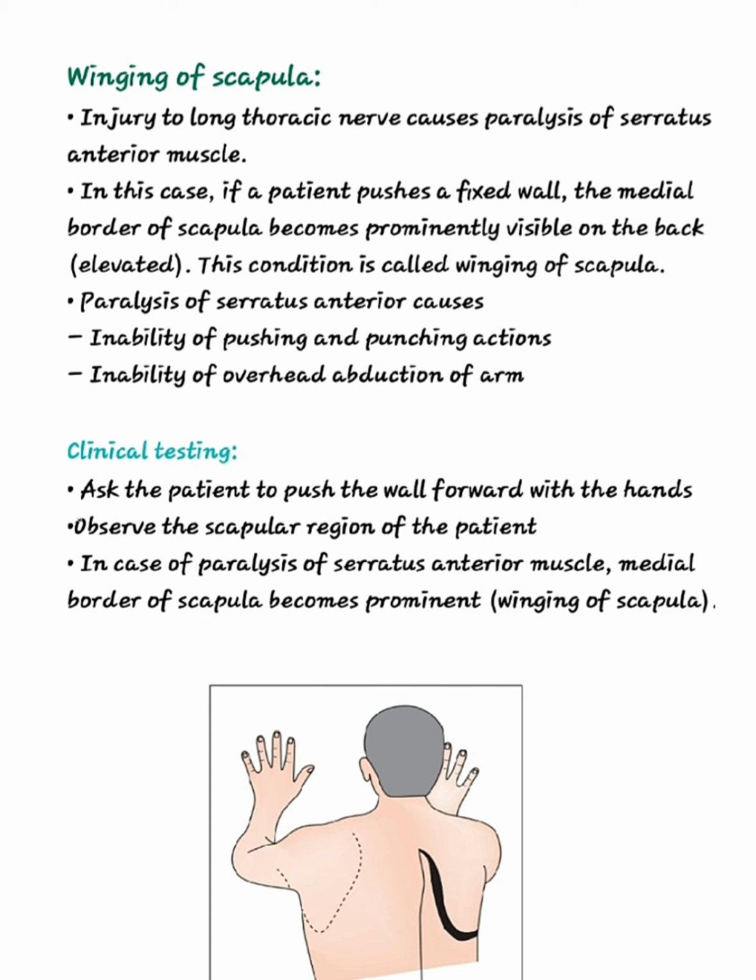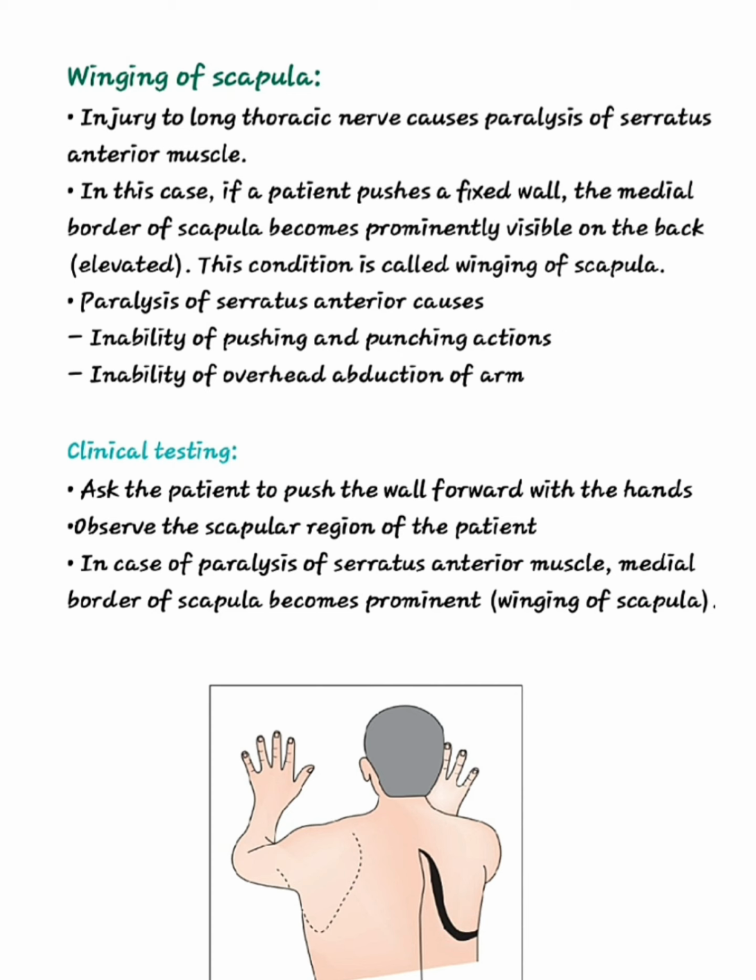Clinical testing: ask the patient to push the wall forward with the hands. Observe the scapular region of the patient. In case of paralysis of serratus anterior muscle, the medial border of the scapula becomes prominent. This is winging of scapula.